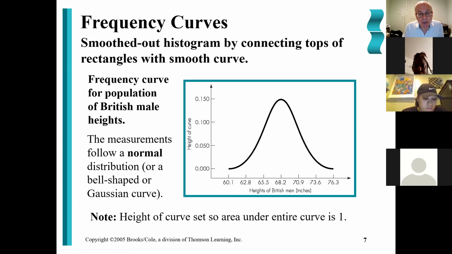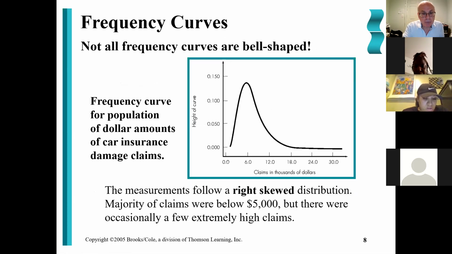And with this one, the mean is approximately equal to the median, and that means 50% of the data is less than the mean, 50% of the data is greater than the mean.